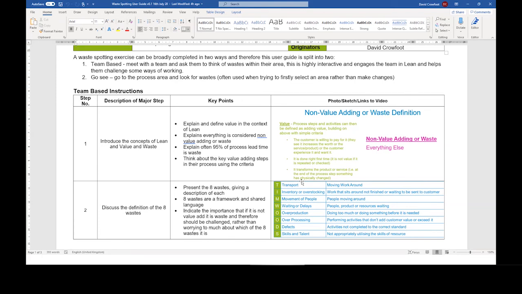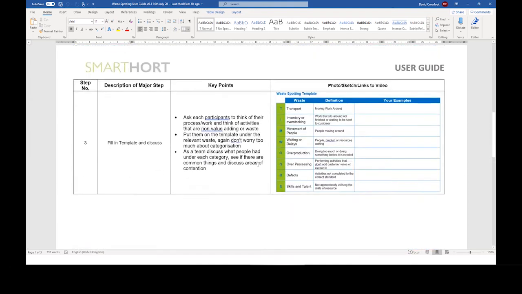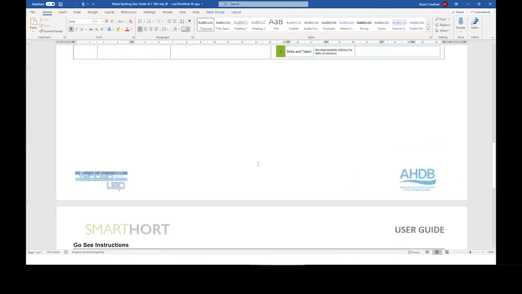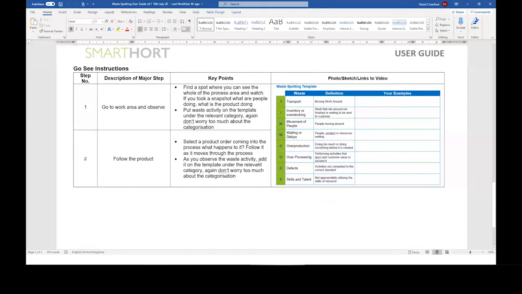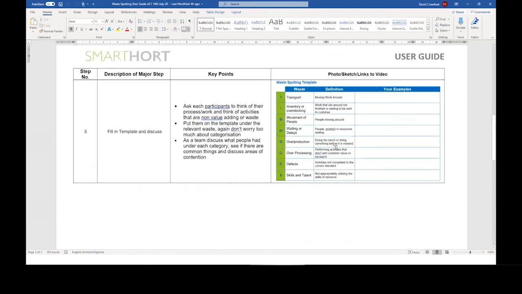So you could do that over a period of time and you would get an idea where most of the wastes are. You could do that as a team, which I've given some tips on. I won't go through all of this because we're getting a bit short of time, or you can do that as an individual. So find a spot in the area and have a look.